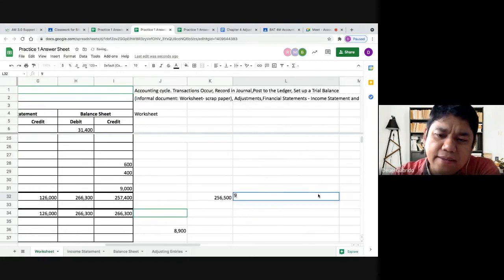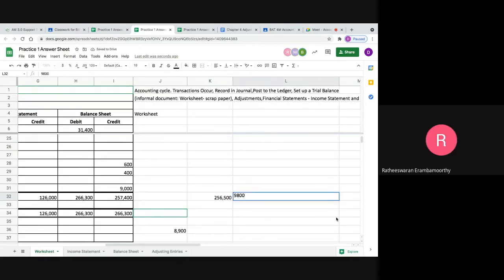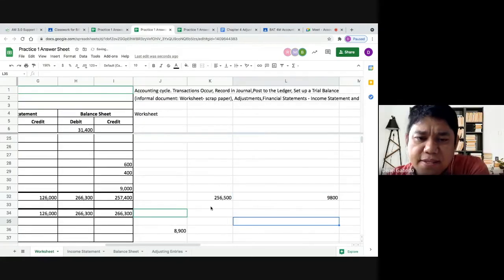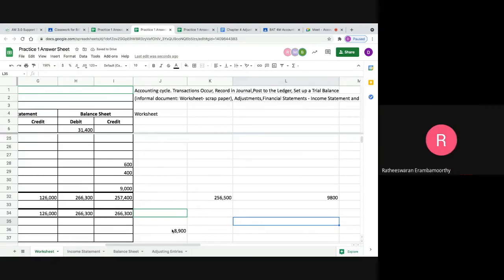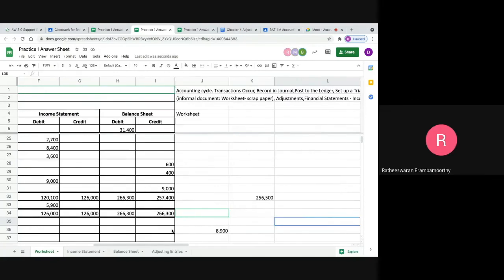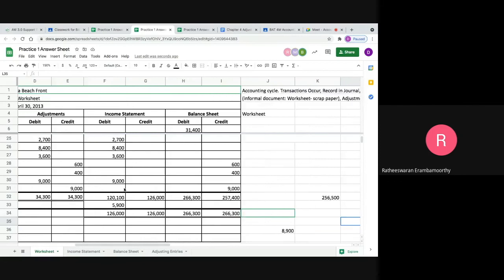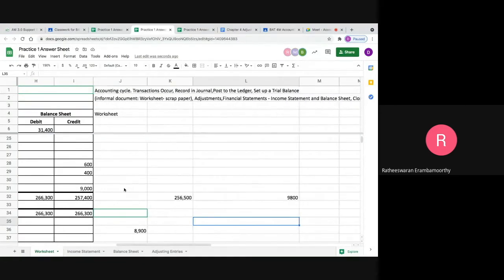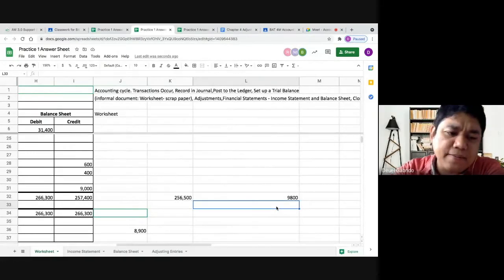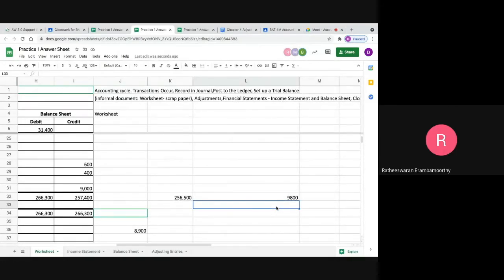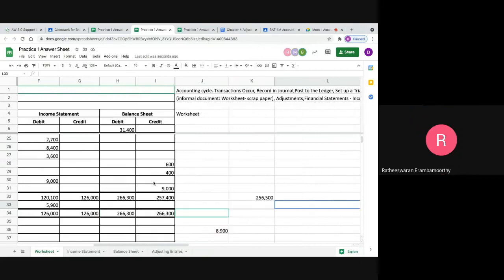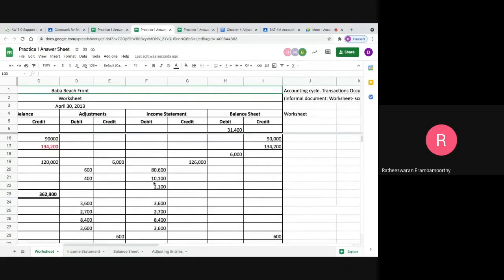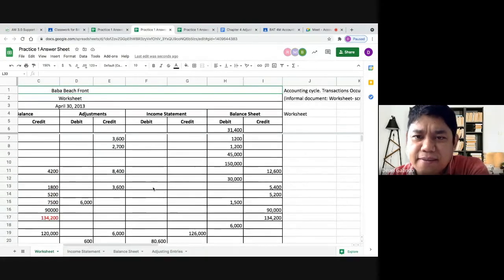266,300 minus 256,500, yeah, 9,800. That's the difference. Mine is 8,900. This amount, the 9,800 minus the net income we already calculated, 5,900, so 3,900 is the difference. That's a big one. Mine is only 3,000.